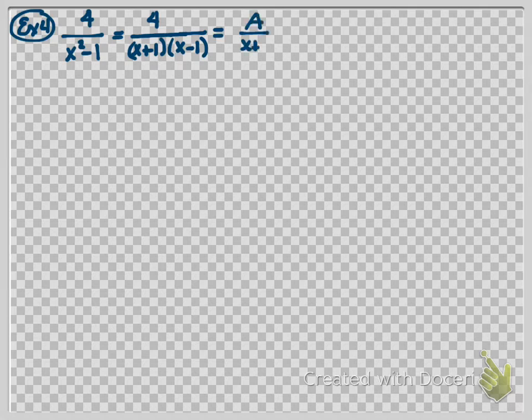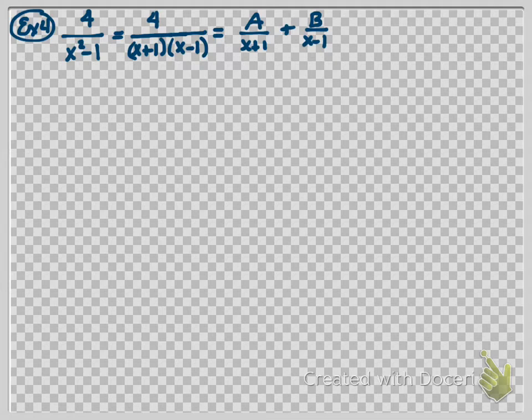All right, so what's my right side going to be? A over x plus 1 plus B over x minus 1. And then what are we going to do? You're gonna plug in 1. Nope, we ain't plugging nothing in yet. We got to get the numerator on the left by itself, right?